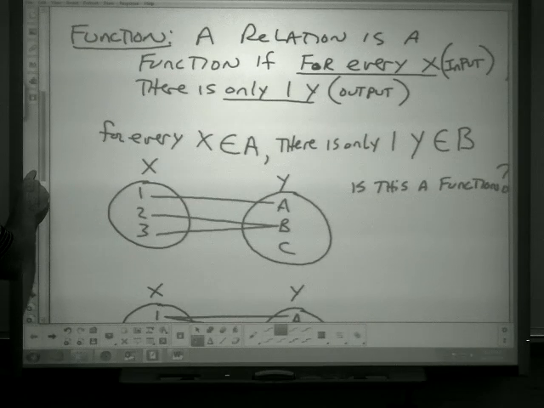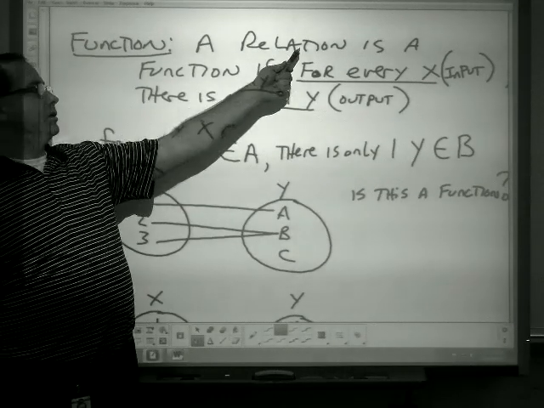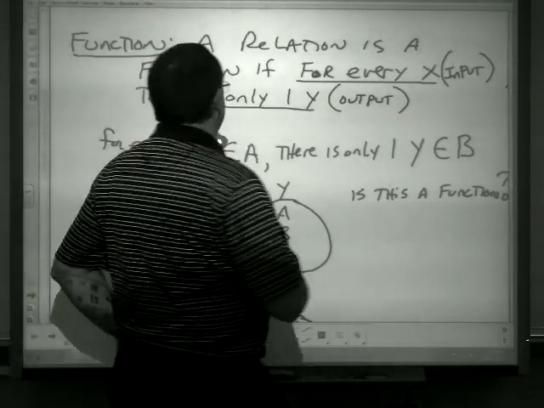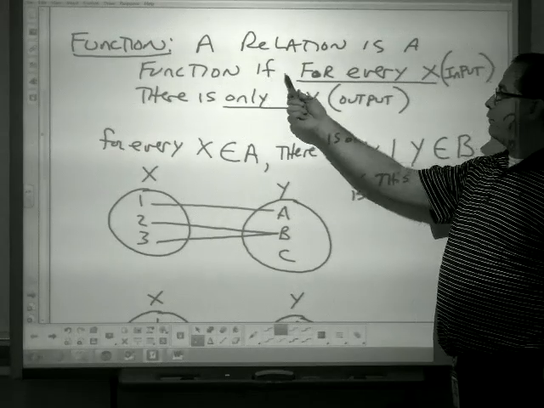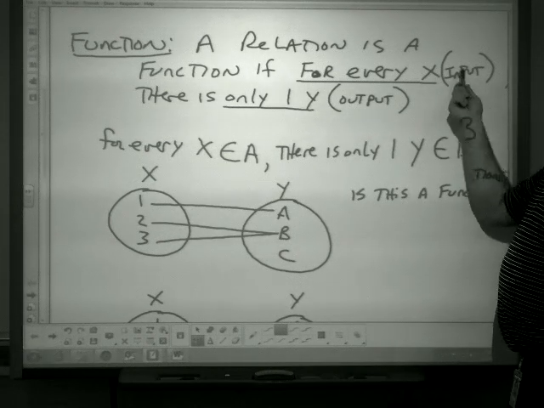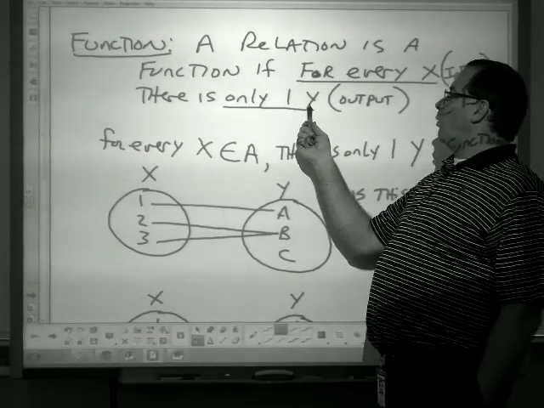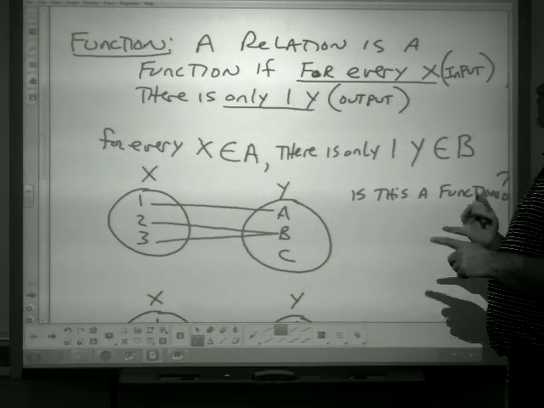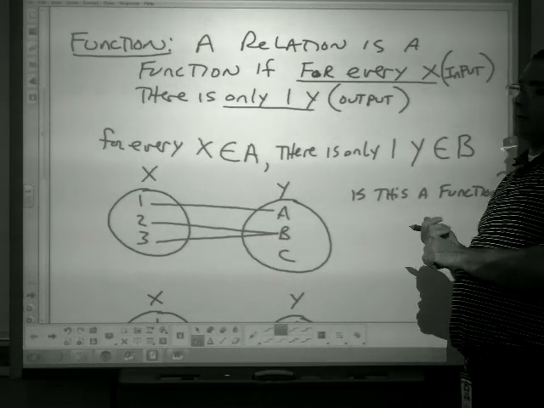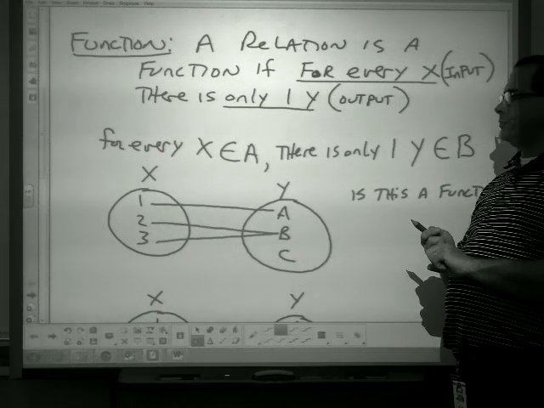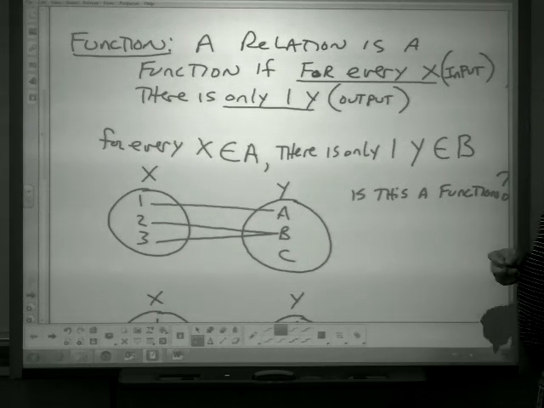So, function. A relation is a function. So, not all relations are going to be functions. But a relation is a function if, for every x, whatever you're putting in, there's only one y, what you're getting output. So, it's a function if for every x that I put in, I get only one unique y value on the output. Okay?